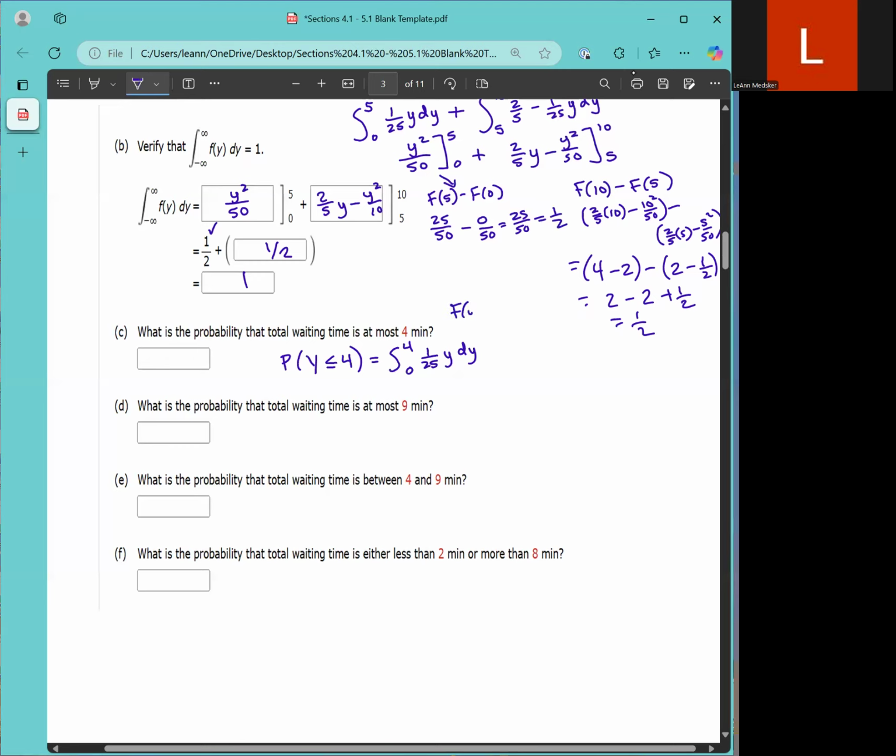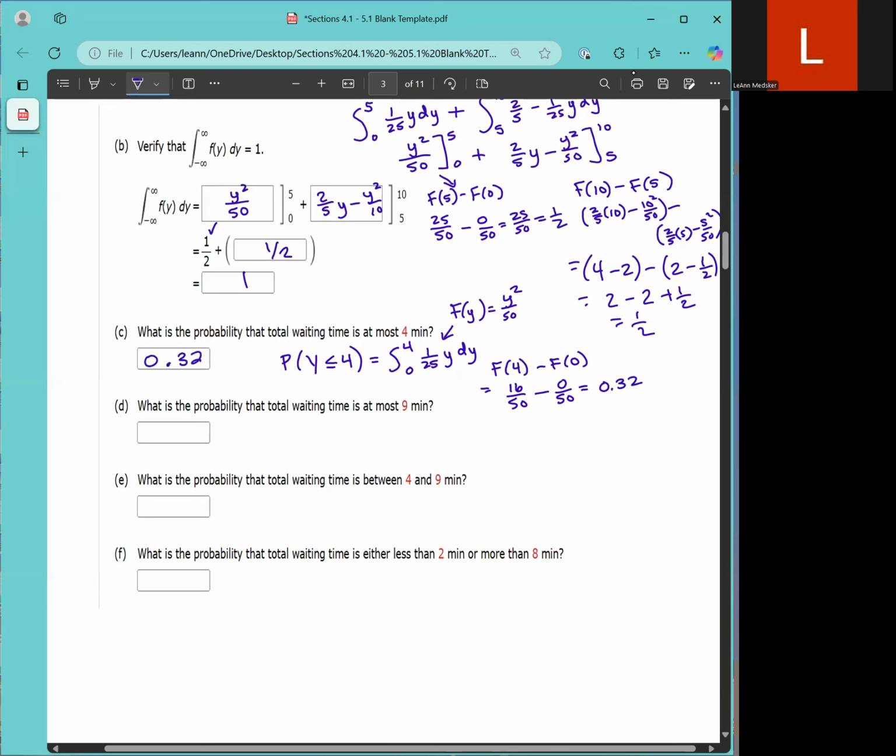That big F of y for this portion was y squared over 50. So we already know that. So that's functioning for anything from 0 to 5. So all we need to do is go big F of 4 minus big F of 0. So that's going to be 16 over 50 minus 0 over 50. And if you divide 16 by 50, you get 0.32 for the probability.